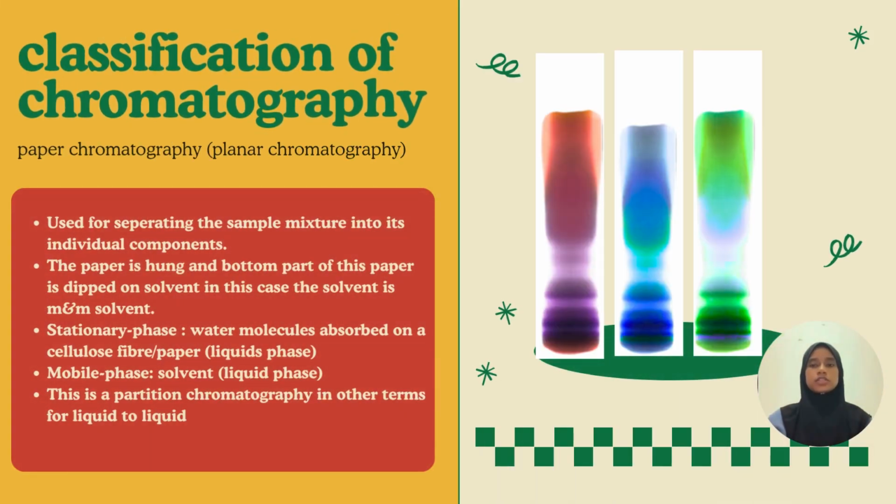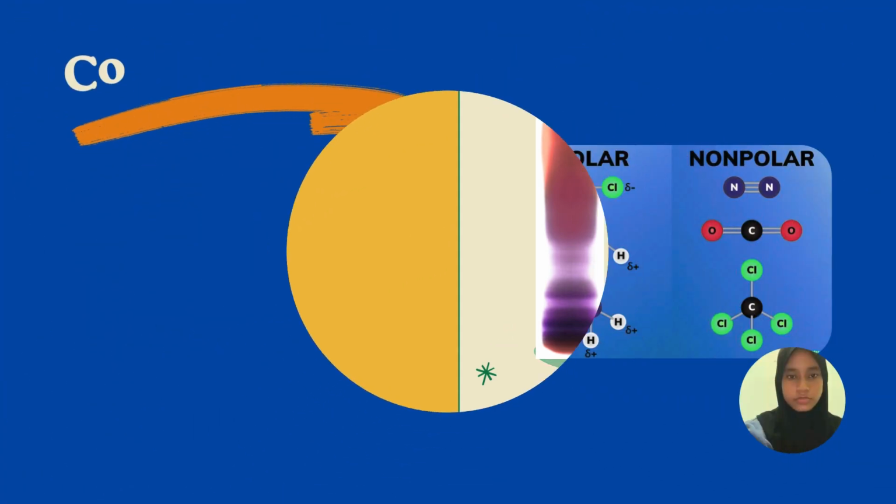I'm going to talk about the classification of chromatography. The classification here is paper chromatography. It is used for separating a sample mixture into its individual components. The paper is hung and the bottom part of the paper is dipped in the solvent. In this case, we have used the solvent of M&M. The stationary phase is the water molecules absorbed on the cellulose or fiber of the paper. The mobile phase is the solvent, the M&M solvent.